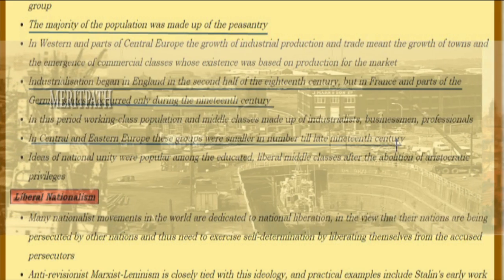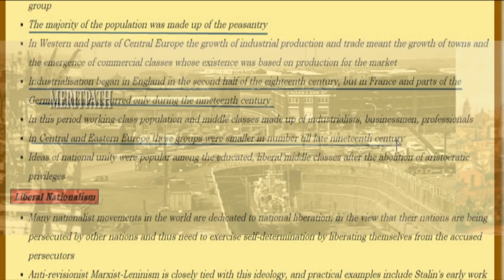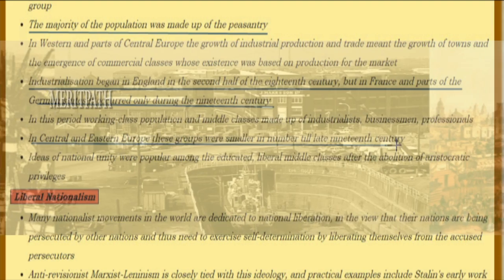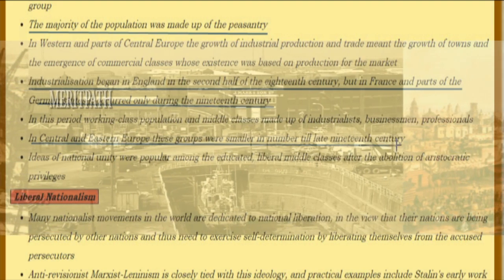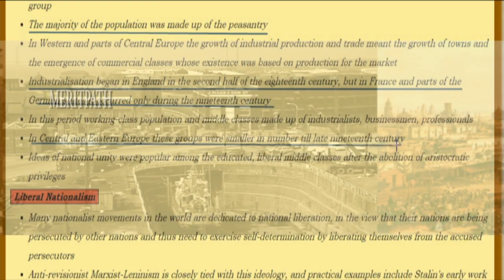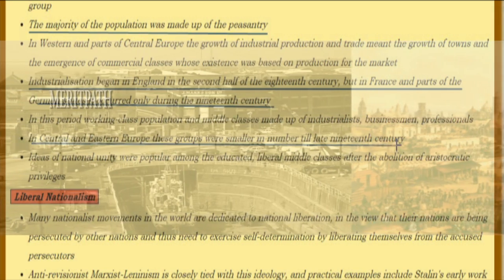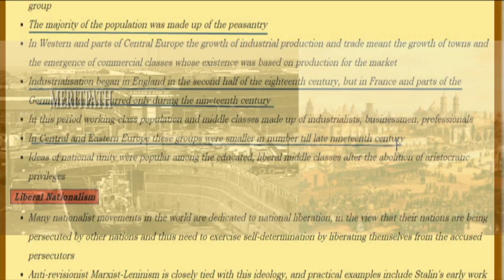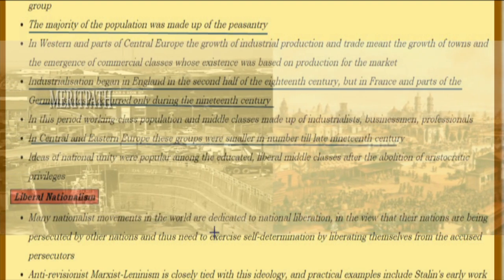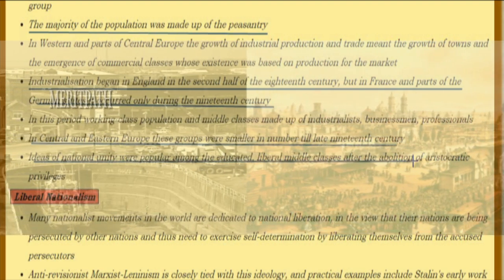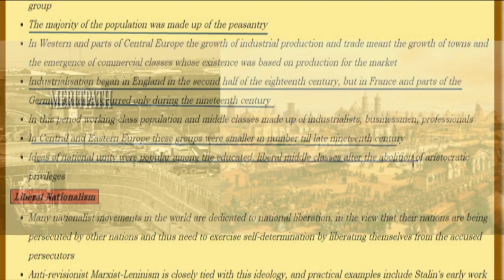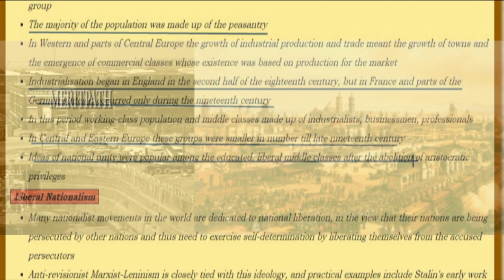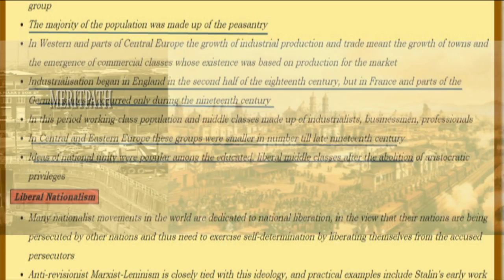In this period, the working class population and the middle classes, made up of industrialists, businessmen, professionals, emerged. In Central and Eastern Europe, these groups were smaller in number till late in the 19th century. Ideas of national unity were popular among the educated, liberal middle classes after the abolition of aristocracy.